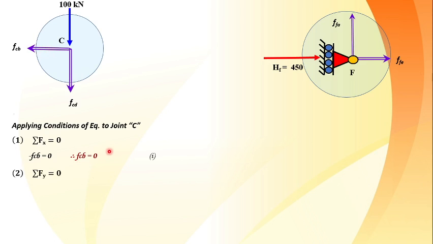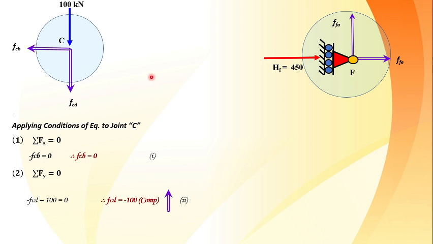Next to that, sigma Fy. So do the algebraic summation of forces in y direction. So minus FCD minus 100 is equal to 0. Therefore FCD is equal to minus 100. So it is not tensile, it is compressive. It is acting in the upward direction, not downward. So I have found out FCB and FCD by the analysis of joint number C.